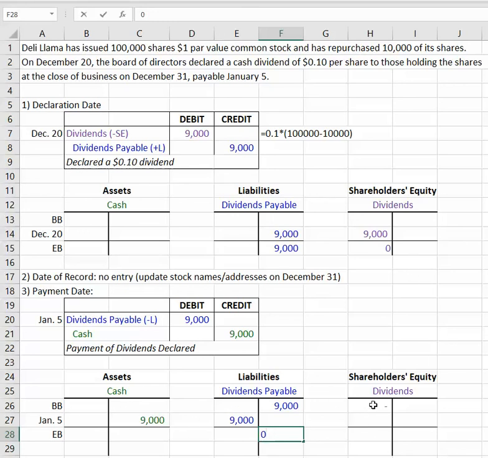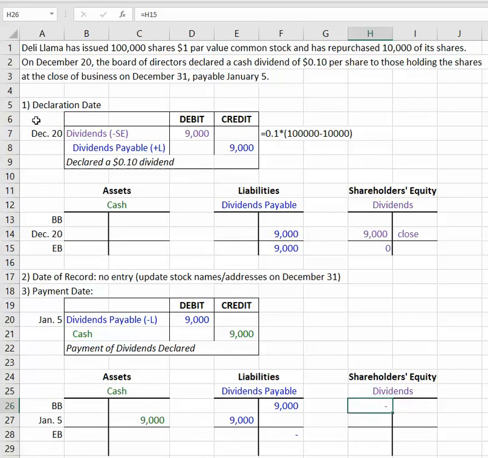Now I do want to point out here, notice the beginning balance here for dividends is zero, and that's because last accounting period, at the end of the accounting period, they do the closing entries, and they close net income, the revenues and expenses into retained earnings, and then they close dividends into retained earnings. So beginning balance is zero.